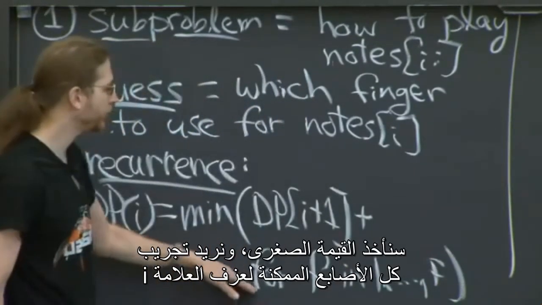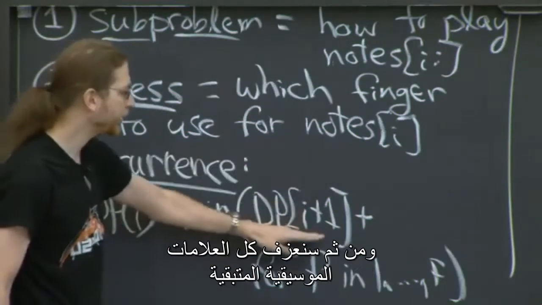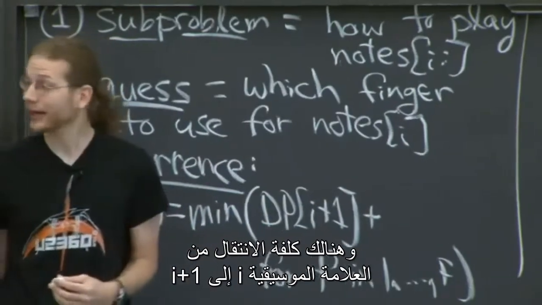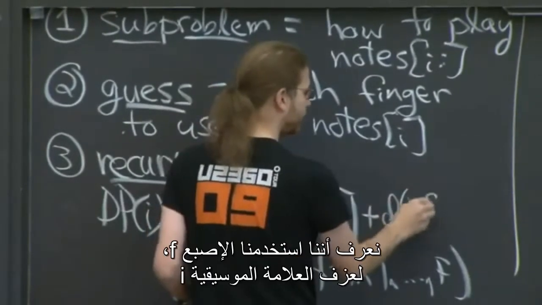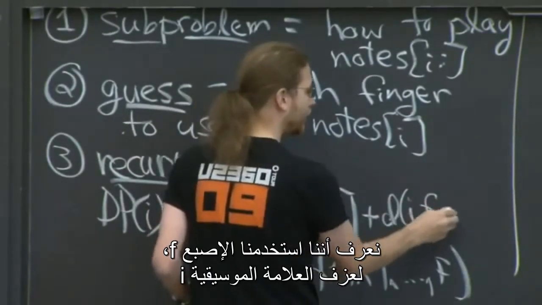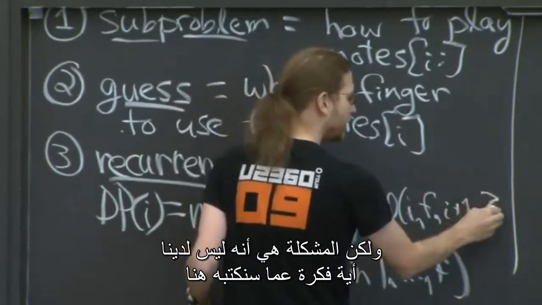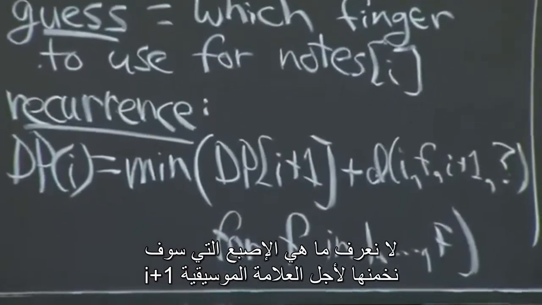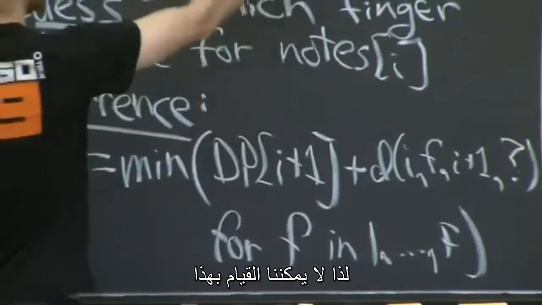We want to try all possible fingers for note i. Then we have to play all the remaining notes. And then there's this transition cost for going from note i to i plus 1. So it's going to be something like d of i, f. We know that we use finger f to play i. Then we have to go to note i plus 1. But then the problem is we have no idea what to write here, because we don't know what finger we're going to guess for note i plus 1. So this cannot be done.